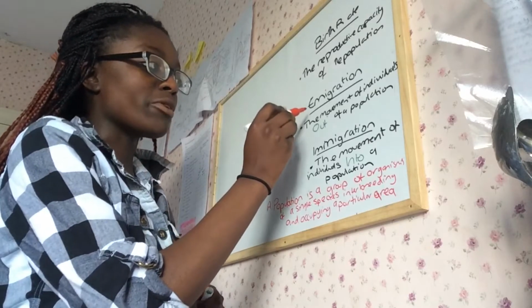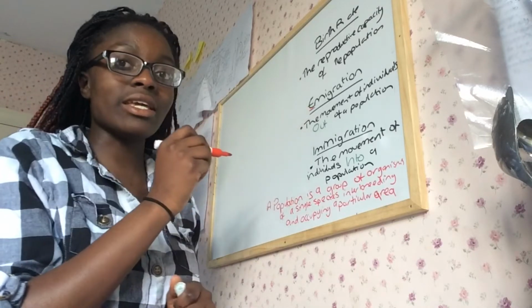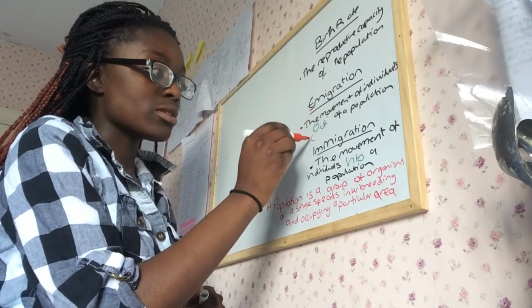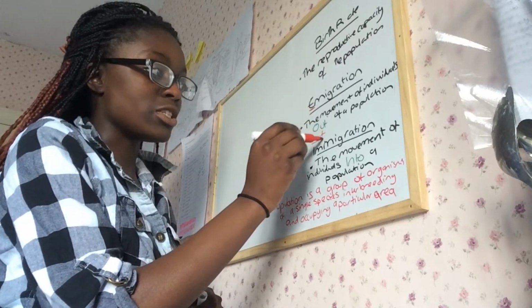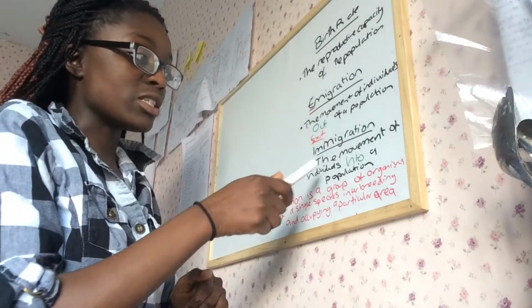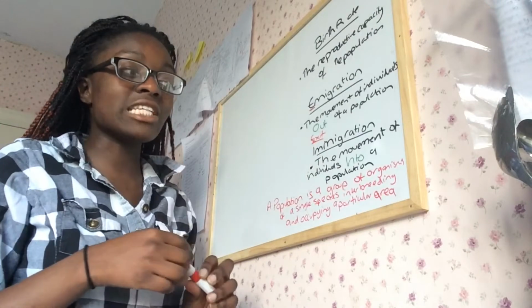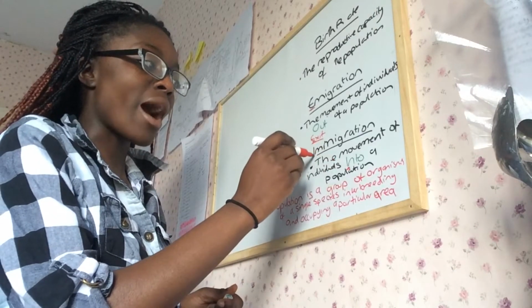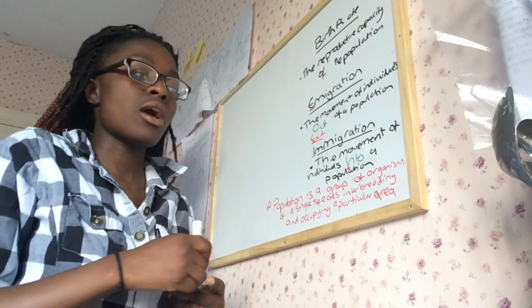So you can remember it as emigration's got an E at the start, and E for exit, out of a population. And you also have immigration, which is the movement of individuals into a population. So I for into and I for immigration.